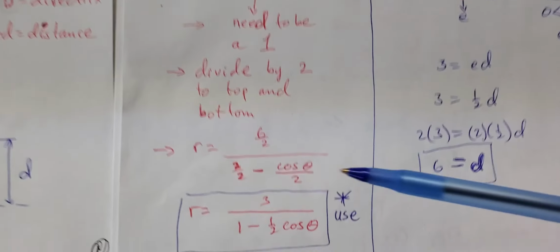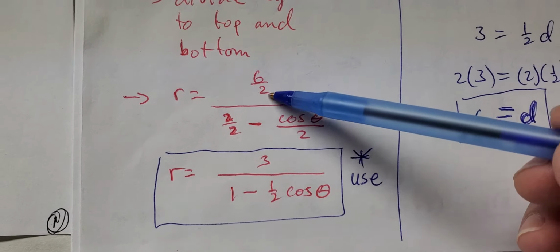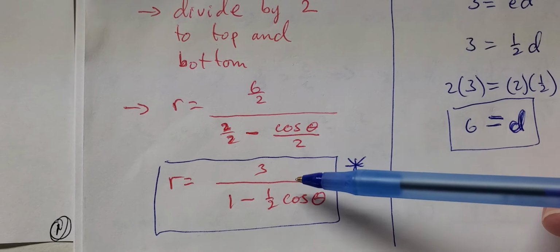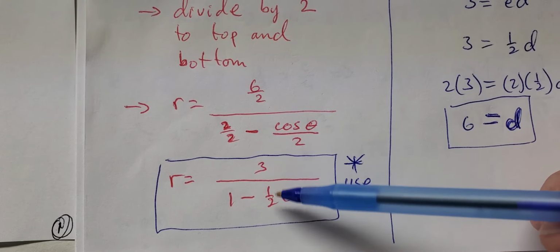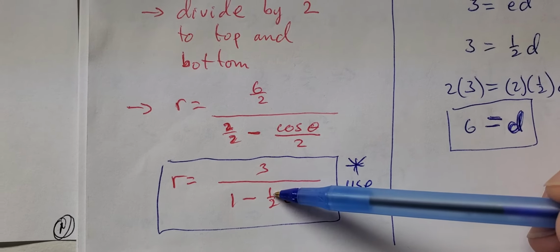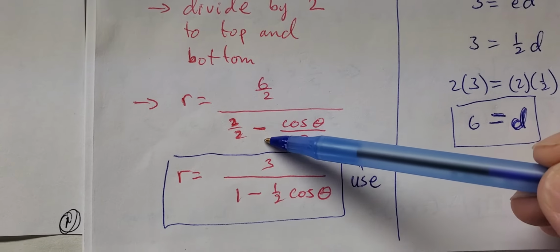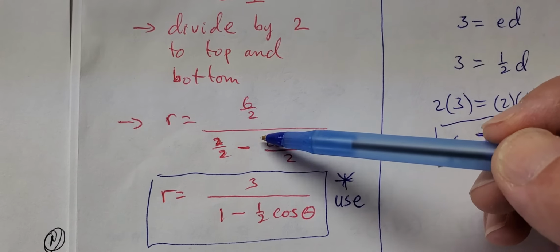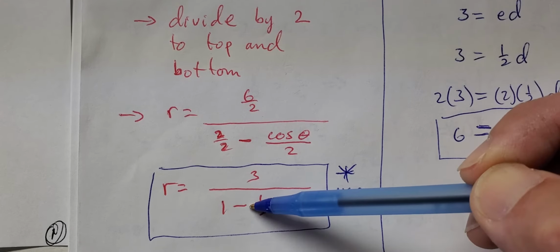So this is just simple algebra. 6 divided by 2 is 3. 2 divided by 2 is 1. Cos theta over 2. We'll just bring the 1 over 2 to the outside. Bring the 2 out, which I have right here. So imagine that there's a 1 right here. So 1 over 2, just bring it out.